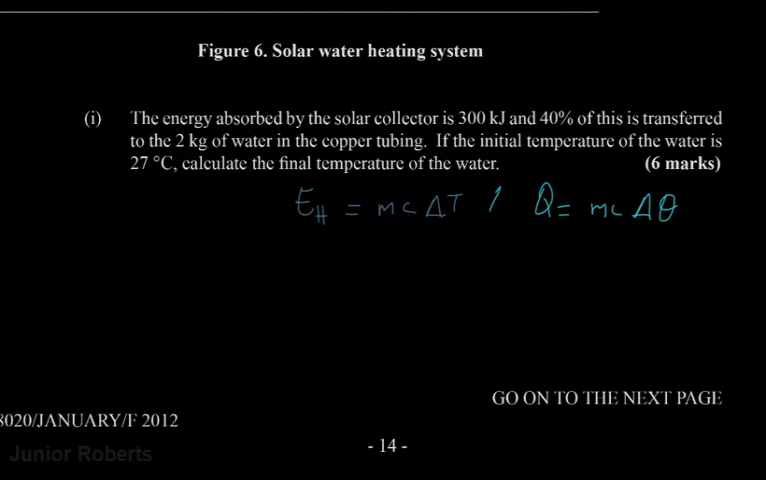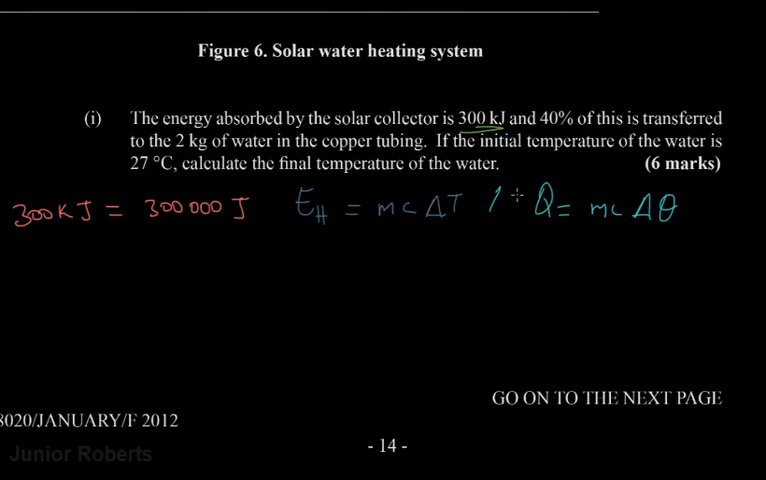Now for this question, they told us that the energy absorbed from the sun by the solar collector was 300 kilojoules, and 40% of that energy went into the water. So we need to find 40% of this energy. Now we know that 300 kilojoules is the same thing as 300,000 joules, because we simply convert from kilojoules to joules by multiplying by 1,000. So multiply 300 by 1,000 and get 300,000 joules.